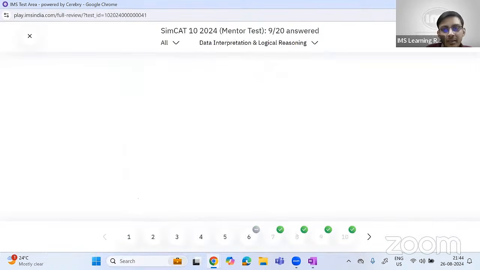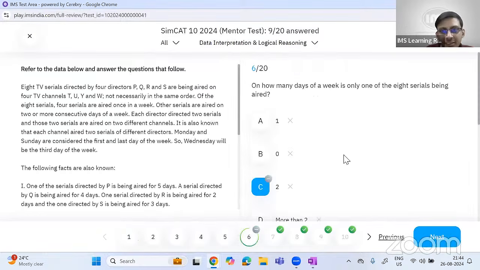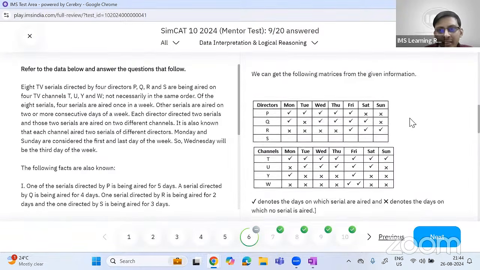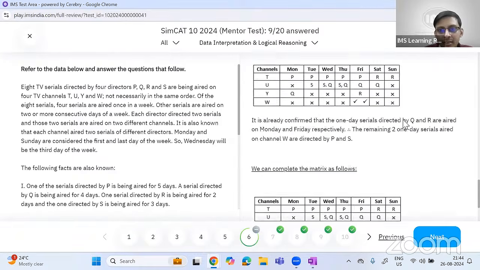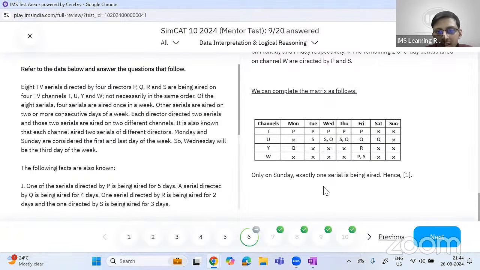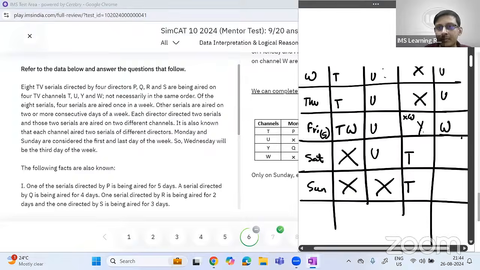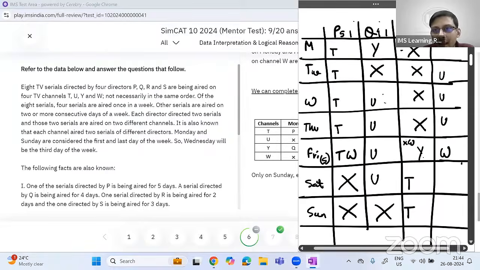Let's look at DILR. This one, how many days of the week is exactly, what did I get? Let me check. Only on Sunday, exactly one serial is being aired. Only on Sunday. Do I have my diagram? One second. I had only one serial on Sunday. There is only one. I don't know why I marked two.